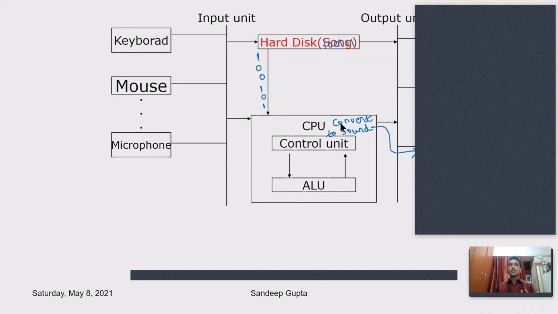So I repeat once again, the CPU is fast. But the hard disk is not very fast. So the CPU will quickly convert the received bits, the received ones and zeros to sound, and then it will wait for more ones and zeros from the hard disk. But hard disk is very slow, and that is why while the remaining bits are being transferred, you will hear that break in the sound.